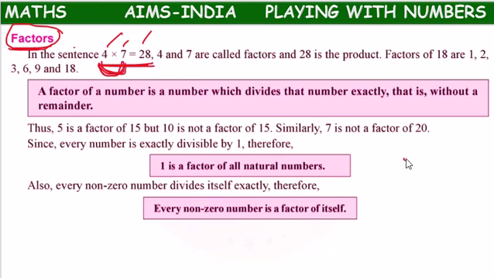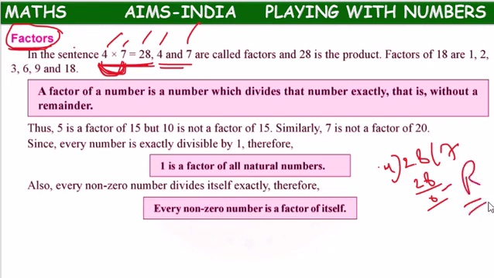This 28 can be divided by 4. 4 times 7 is 28, so it can be divided by 4 completely. In the same way, 7 times 4 is 28. It is divisible by both 4 and 7 completely, or exactly, with the remainder 0. So these 4 and 7 are called factors of 28, the factors of this product.